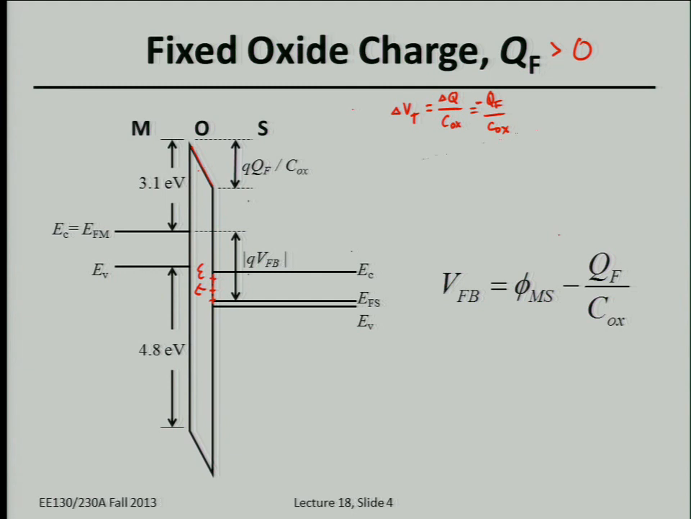Okay, so typically QF is about 10 to the 10 per centimeter squared. So 10 to the 10 Q. Q is just 1.6 times 10 to the minus 19.